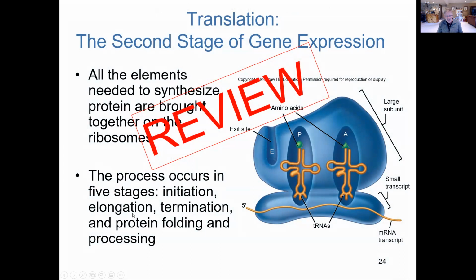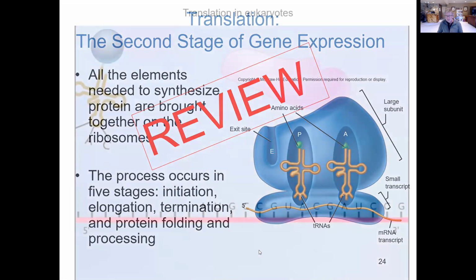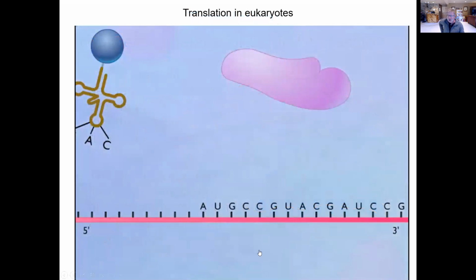There are different stages to translation. You see those listed here: initiation, elongation, termination, folding, and processing of the protein. We'll talk primarily about the first 3 stages. Let's watch a couple videos of translation at work.